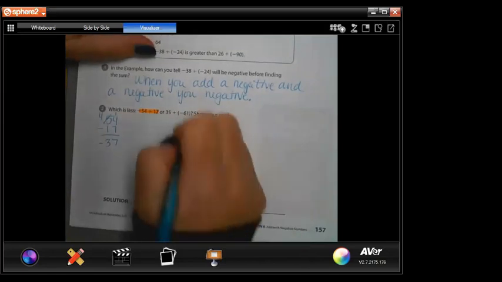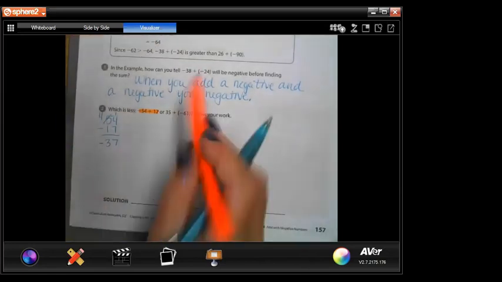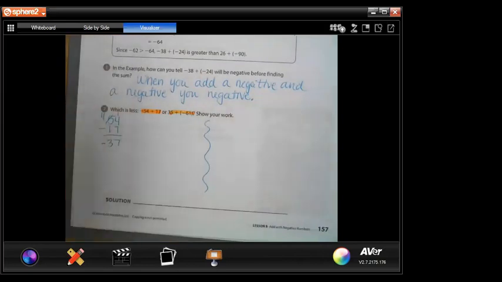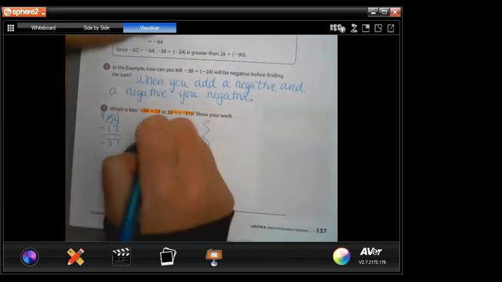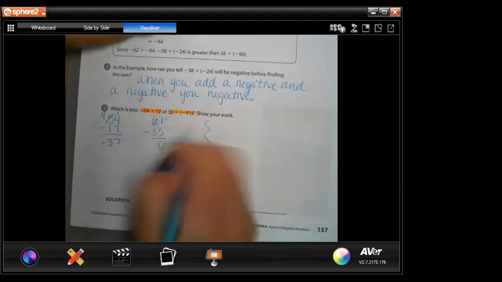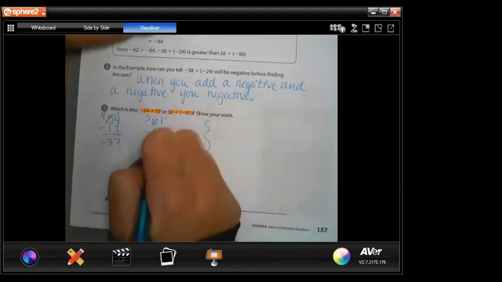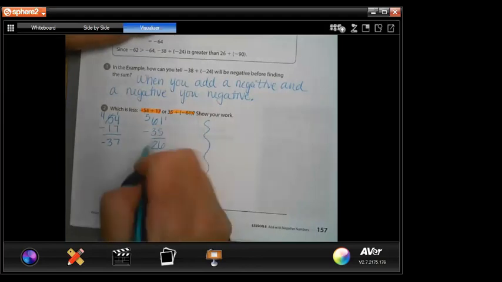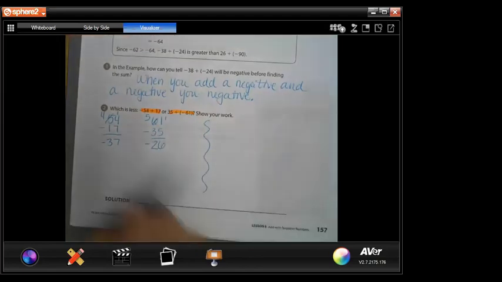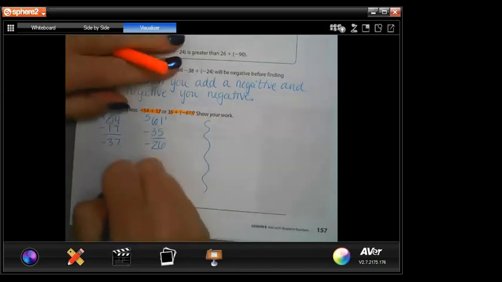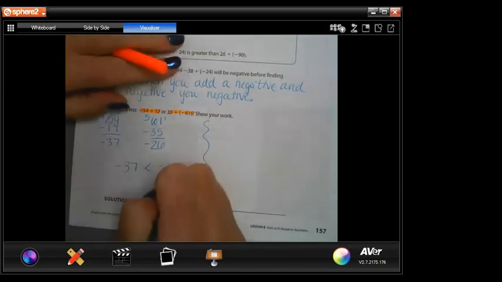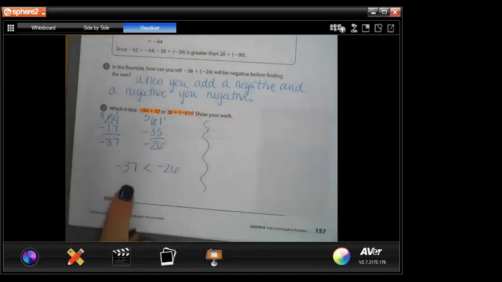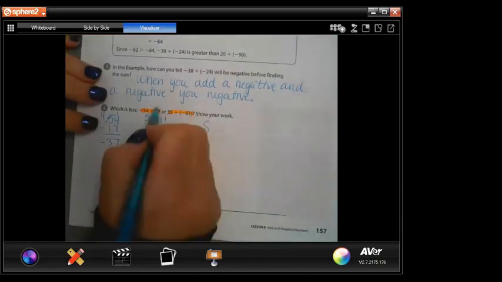Now over here, we're adding a negative and a positive. So we don't add them, we subtract them. So 61 minus 35 comes out to be 26. And since 61 is bigger than 35, that means this is a negative. Now we compare these two. Negative 37 is less than negative 26 because it's further into the dark side. So this right here is less than. This right here is less than.